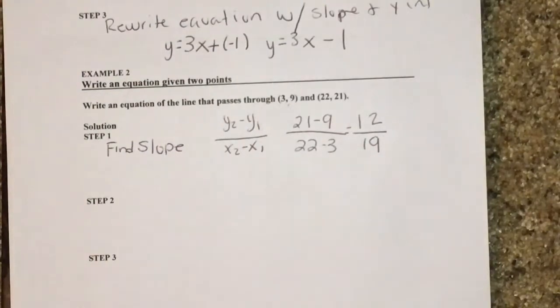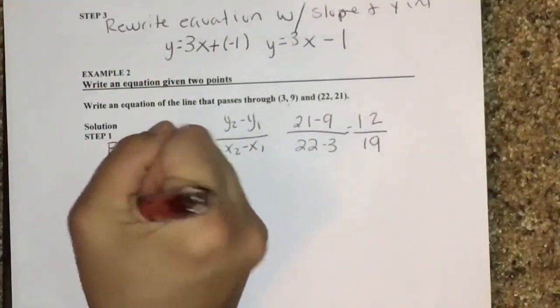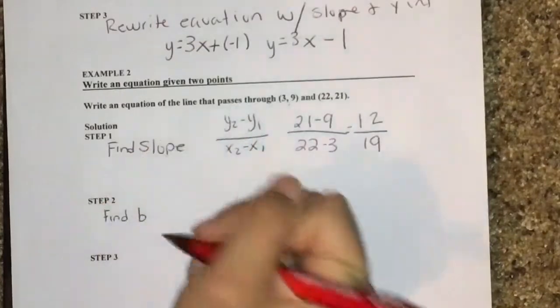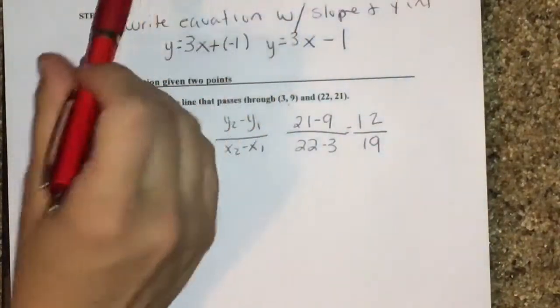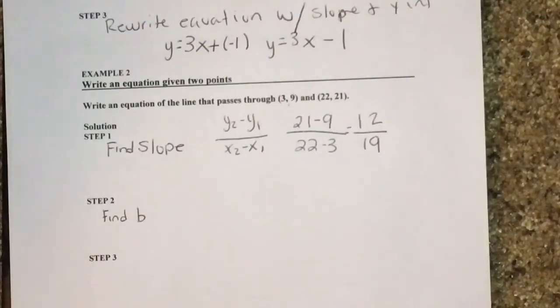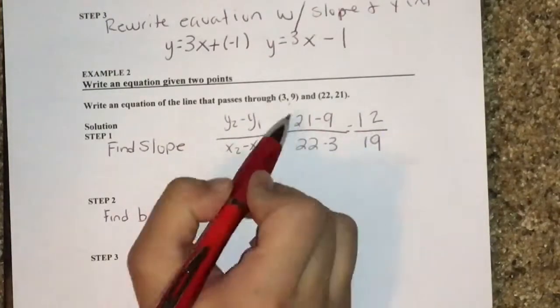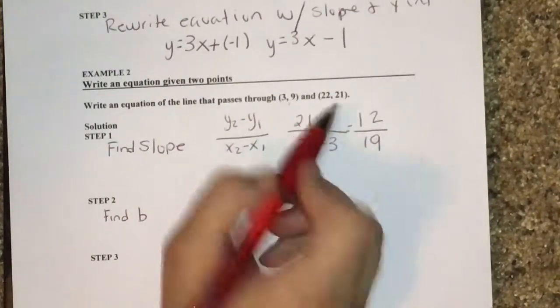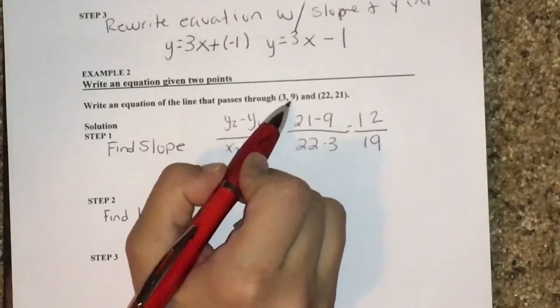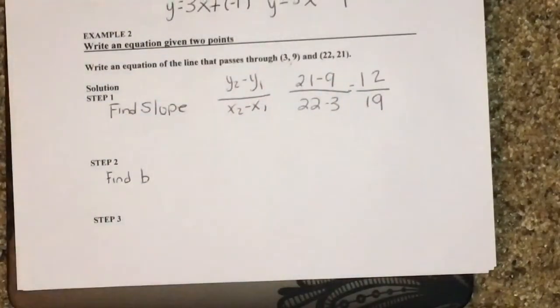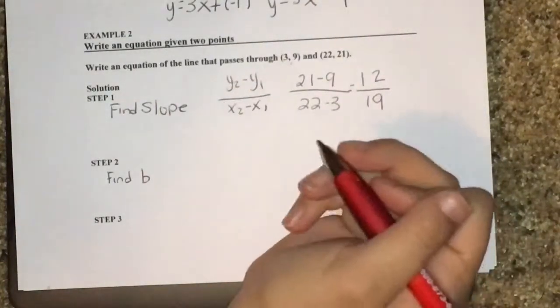Step 2 is to find b. We're going to find b the same way that we did in example 1, because now we have the slope and we have one of these points to work with. Now these points, it does not matter which one that you use. You're probably going to want to pick the simpler one. I'm going to pick 3, 9.